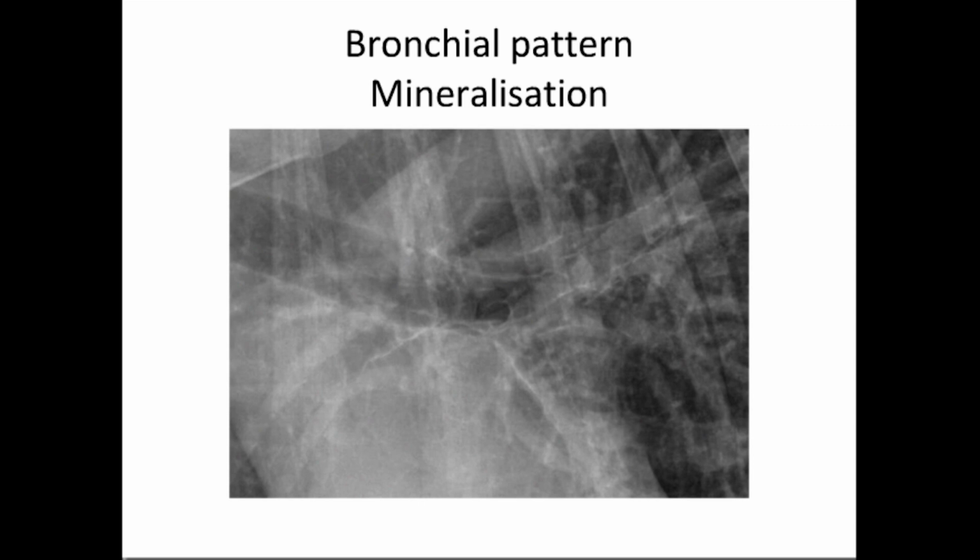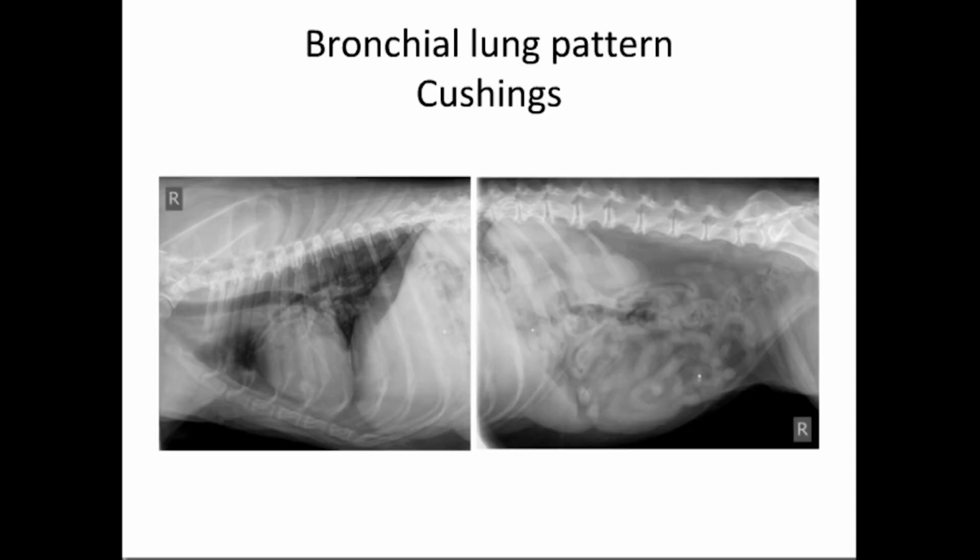And actually we see a little bit of mineralization of the bronchus in particularly large breed dogs just as they age with time. We also see it in conditions that have sort of disorders of calcium metabolism, and the one I think we see most commonly would be a patient that has Cushing's. This is actually a Cushingoid dog, and here we've got another example of a Cushingoid dog.